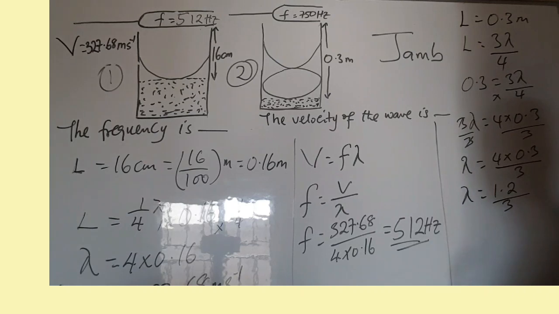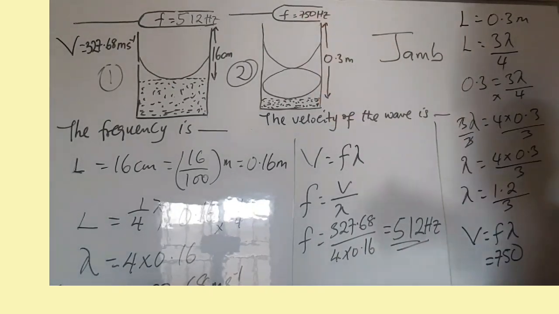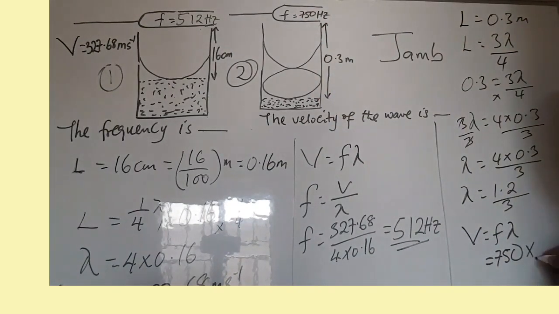You will go back to the equation of wave, that V is equal to f lambda. So we know that our f is 750 given here. F is 750 multiplied by 1.2 over 3. And finally, your V, when you multiply this by this and divide it by 3, you will definitely have 300 meter per second. This is the answer you're going to obtain.